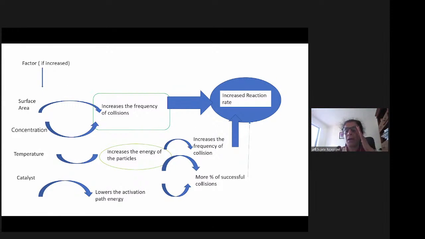Here I put a diagram where you can see what is happening. If a factor is increased, for example surface area, it increases the frequency of collision, so the rate increases. Temperature increases the energy of the particles. The heat energy transfers to kinetic energy. Therefore, the particles vibrate faster, which increases the frequency of collision and gives a greater percentage, or number, of successful collisions. Now, the catalyst is the odd one out.